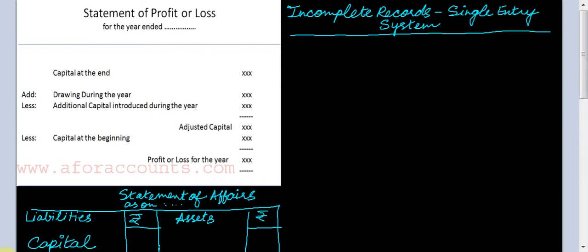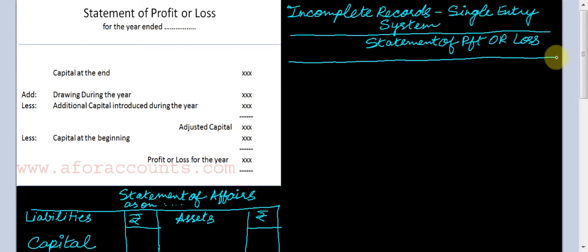Now, what do I prepare to know the profit? It is called statement of profit or loss. Very important. If you know how to prepare a statement of profit and loss and statement of affairs, you are done with this chapter. For the year ended so and so. Now how do I get to my profit? I will explain, and I will also explain how to remember this formula. So just give me 5 minutes of your attention.